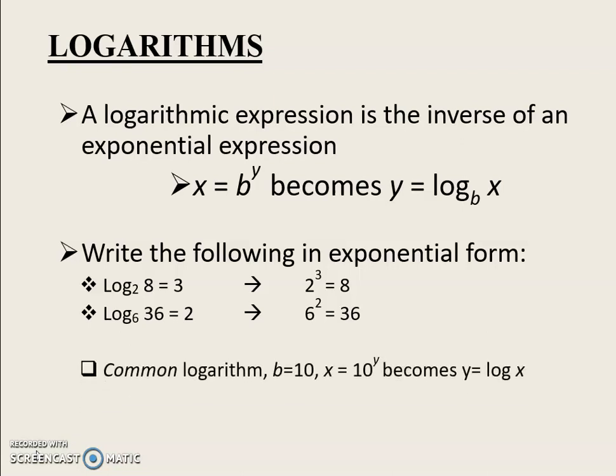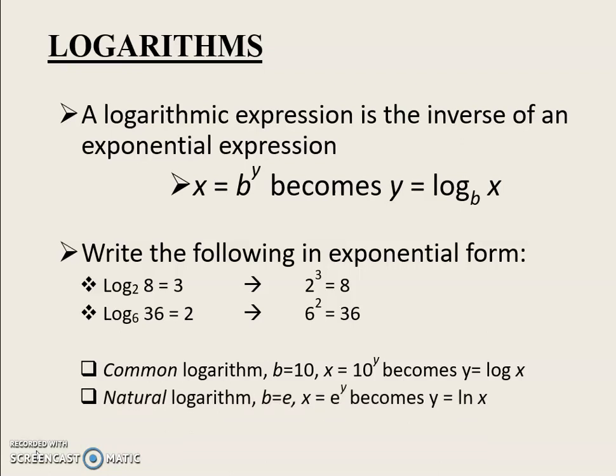Now, we also have what we call a common logarithm. And in a common logarithm, universally, it's known that the base is equal to 10. So if I have, let's say, x is equal to 10 to the y, right? So we write it as y equals log x. Now, technically, there's supposed to be a 10 in your base, but we don't need to write it because universally, it's known that if there's no base, it's automatically equal to 10.